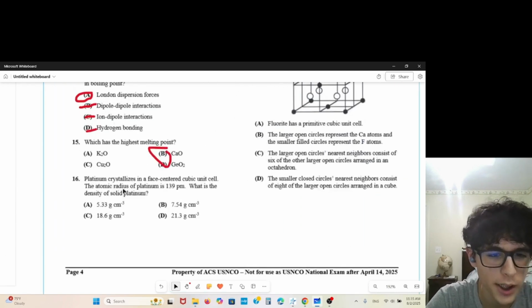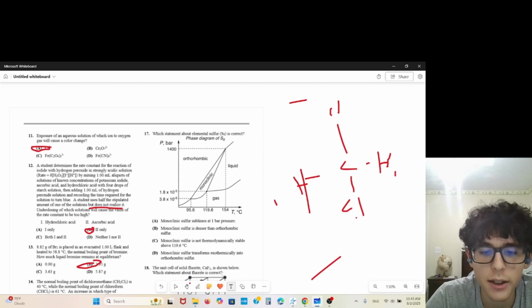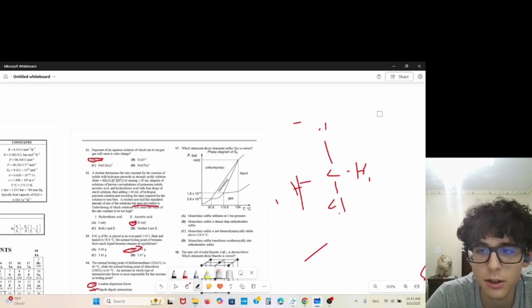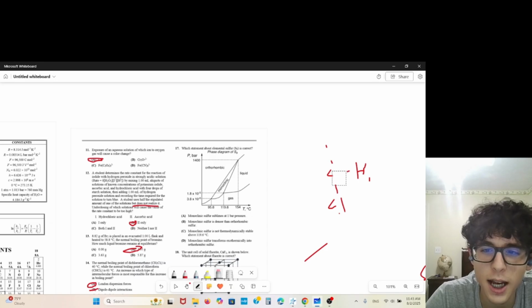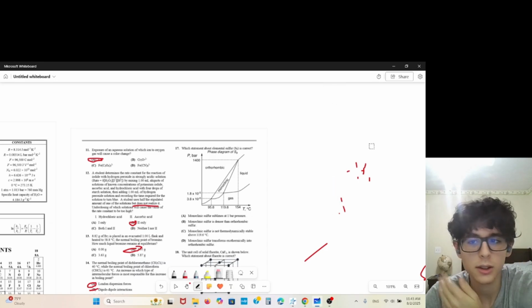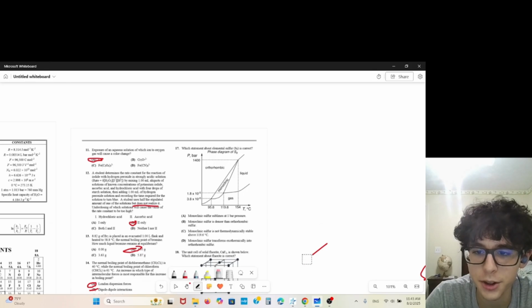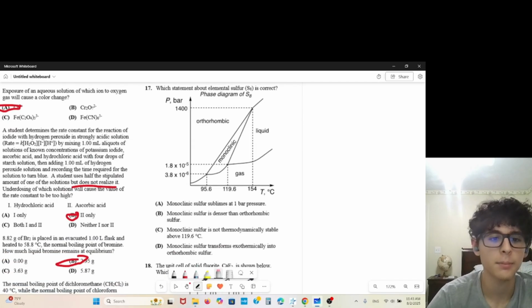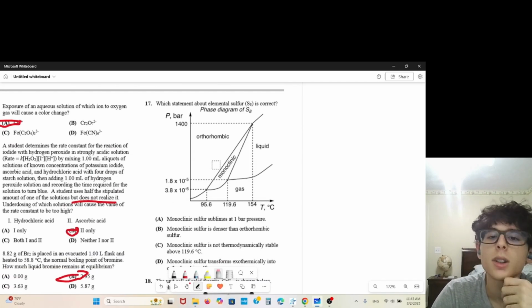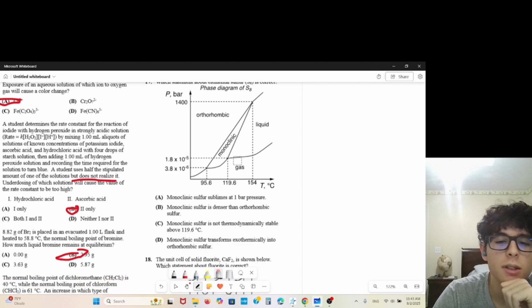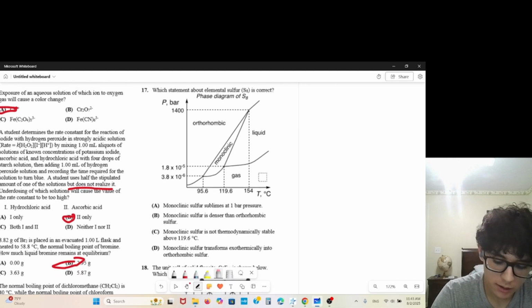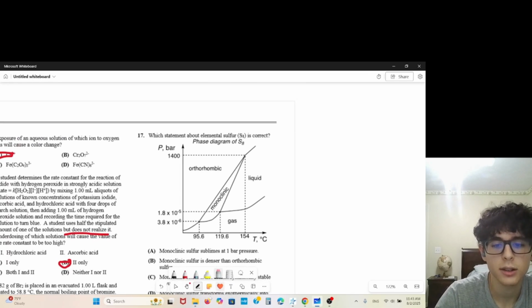Yeah, germanium. Okay. This is a phase diagram, right? What you're going to want to do here is look at these different allotropic forms of sulfur, and see how they vary with temperature and pressure and all that. This comes up a lot, actually. Yeah, it does. There have been questions about this specific phase diagram. So, A, monoclinic sulfur sublimes at 1 bar pressure.